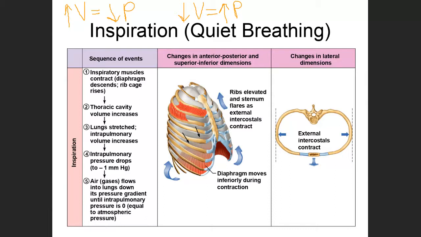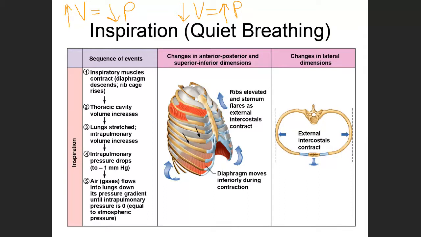So all we have to do to create a positive intrapulmonary pressure so that you can exhale is decrease the volume of the lungs so that we increase the pressure within the lungs. All you have to do in order to inhale, to get that negative intrapulmonary pressure, is increase the volume of the lungs so that you decrease the pressure within the lungs and drop that pressure below the atmospheric pressure. When you do that, air is going to naturally move into that area of lower pressure.